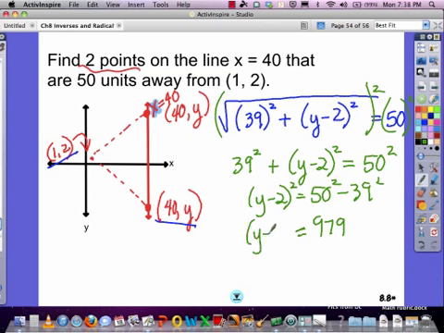Then we've got (y minus 2), the quantity squared. What do we do to undo a squared? Most of you know we take a square root. So when we take that square root, we get y minus 2, just what was here. And now we're taking a square root in an equation, so be careful. Raise that to the 1/2 power, or take the square root of 979.